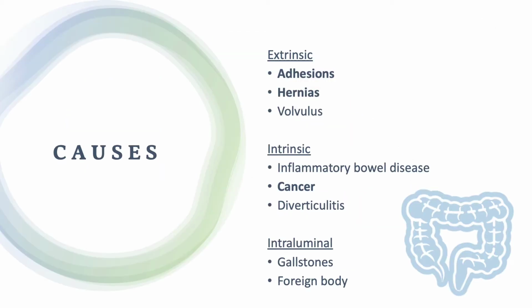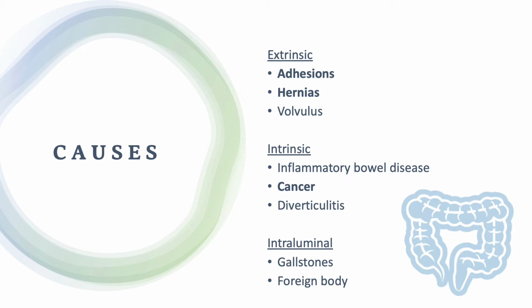There are many causes of bowel obstruction, and these can be split into extrinsic, intrinsic, and intraluminal causes. Extrinsic causes include adhesions, which occur after surgery, hernias, which occur when the intestine pushes through a weakness in the abdominal wall, and a volvulus, and this is when the bowel twists on itself.